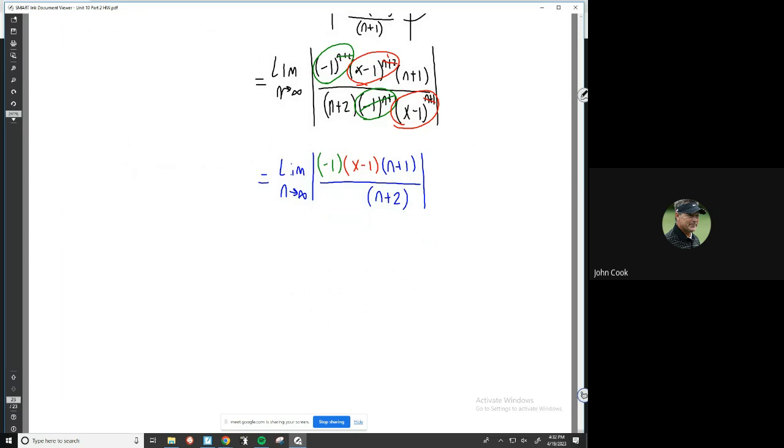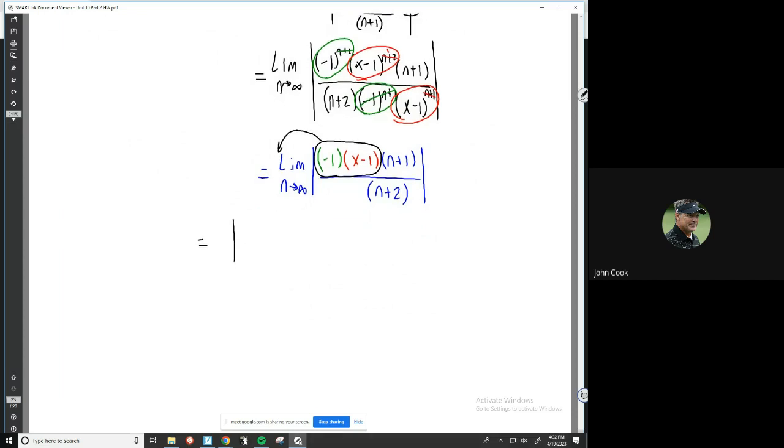So this stuff right here doesn't have any n in it, right? So I can just treat it like a constant, like a coefficient. So I'm going to move that stuff out here, but I'm going to keep the absolute values on it because I don't really know what's going to happen with that x minus 1. So I'm going to keep it on there just for now. Okay, so absolute value -1 times x minus 1, and then times the limit as n goes to infinity of the rest of the stuff, n plus 1 over n plus 2. Oops, I don't know why I did a second round of absolute values there.